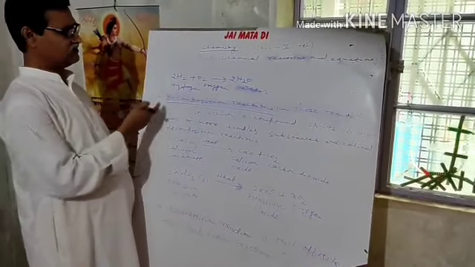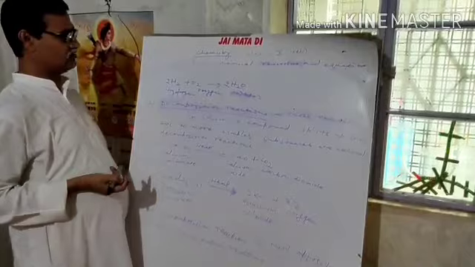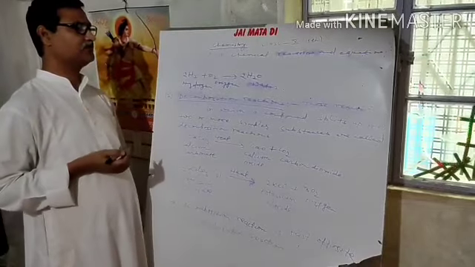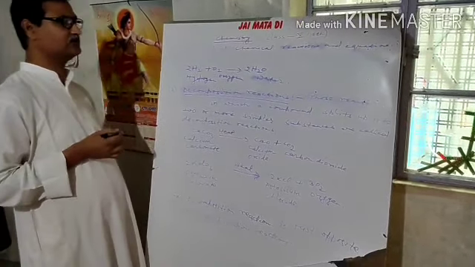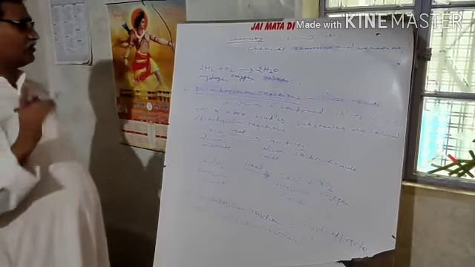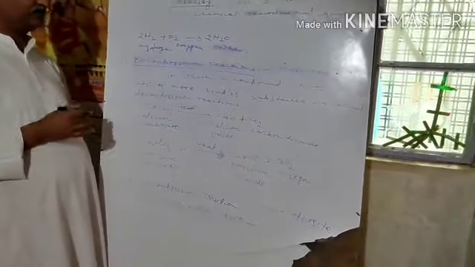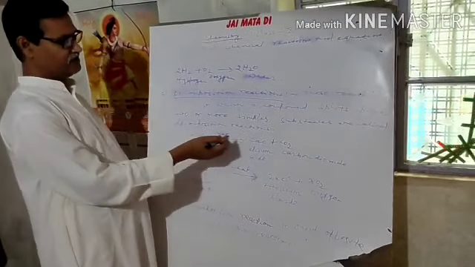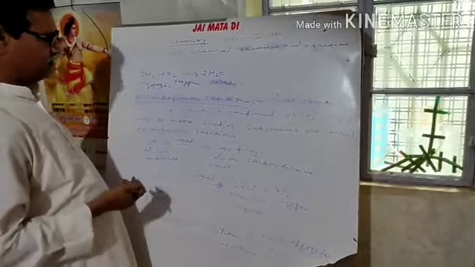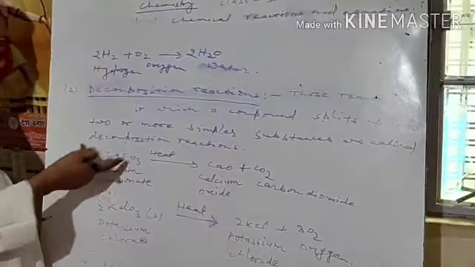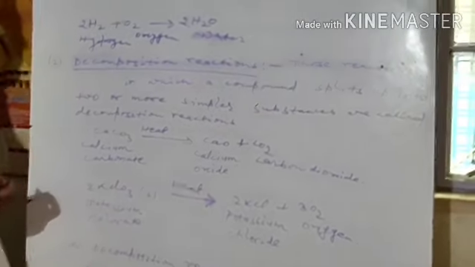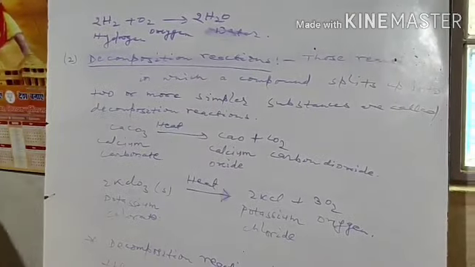Now I shall start the second reaction type, decomposition reactions. Decomposition reactions are those reactions in which a compound splits up into two or more simpler substances. For example, when calcium carbonate is heated, it forms calcium oxide and carbon dioxide. Here CaCO3 splits up into CaO and CO2. One compound, calcium carbonate, splits up into two simpler substances. So it is an example of a decomposition reaction.